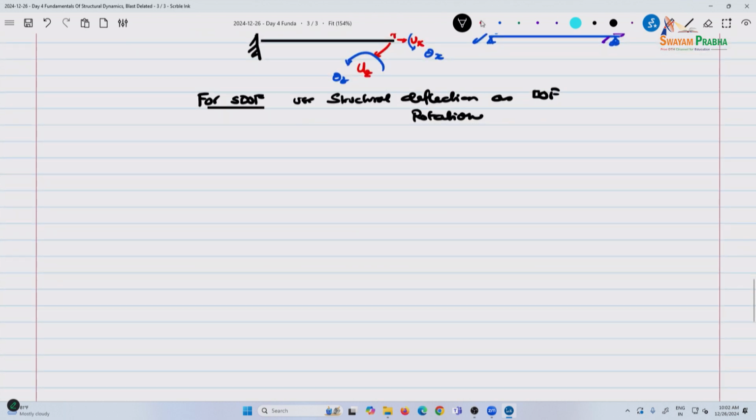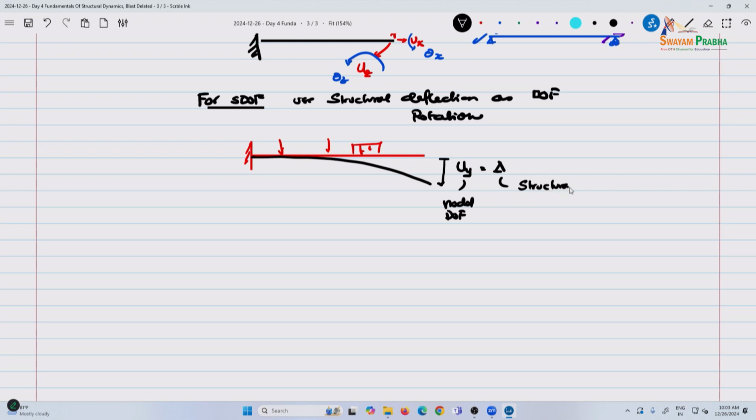So in this case, you have a cantilever, and we'll see different types of loading. Although you're still considering a nodal degree of freedom here, this could be thought of as uy. Say this is also delta. So this is a nodal DOF, but it also corresponds to a structural DOF.